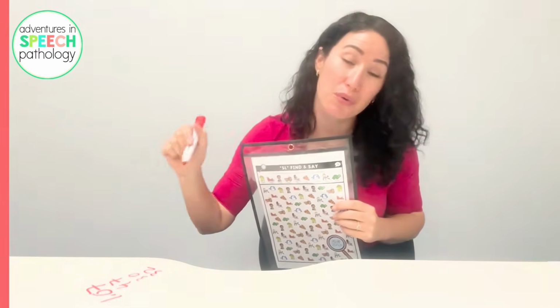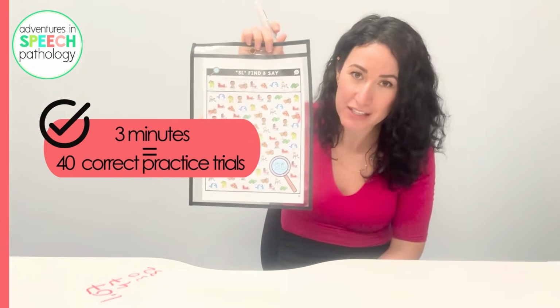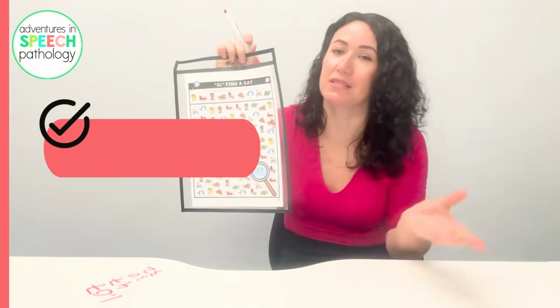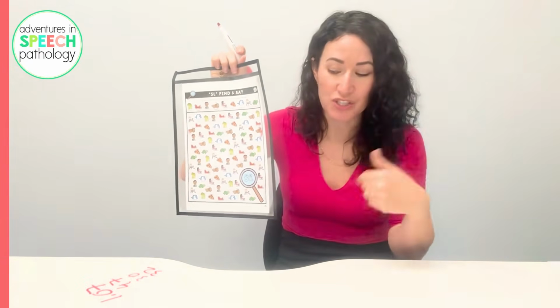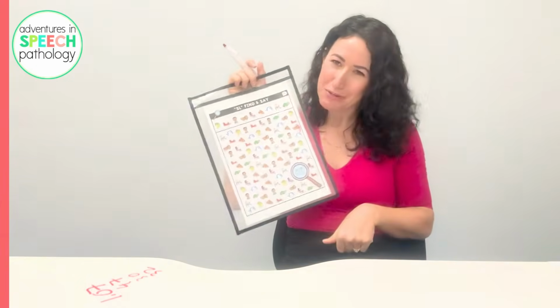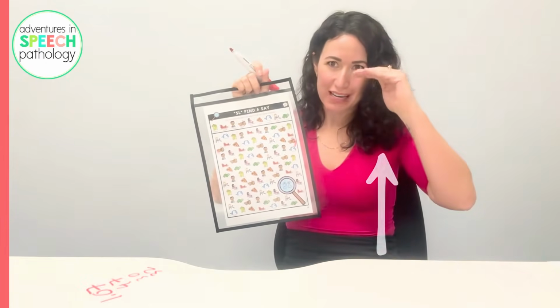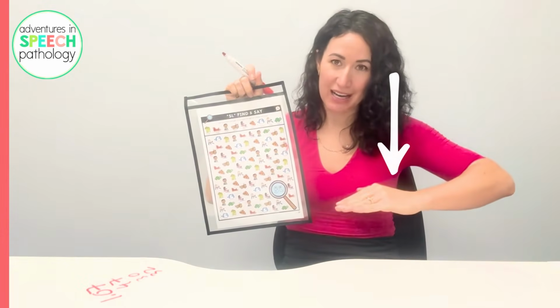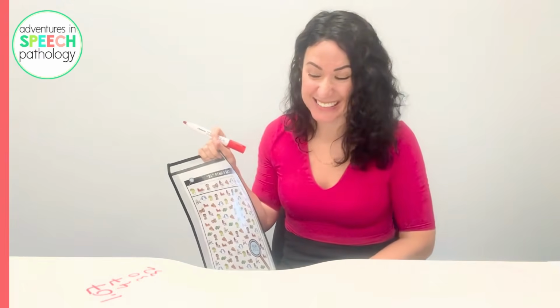So in just 3 minutes, this child achieved 40 practice trials, and they were correct practice trials, because if the child forgot that sound, if they forgot their S, I wouldn't circle it yet. By adding that little gamifying element, we got increased practice trials in a smaller amount of time. And that's how we rounded off our session. So that was how my complexity approach session ran.